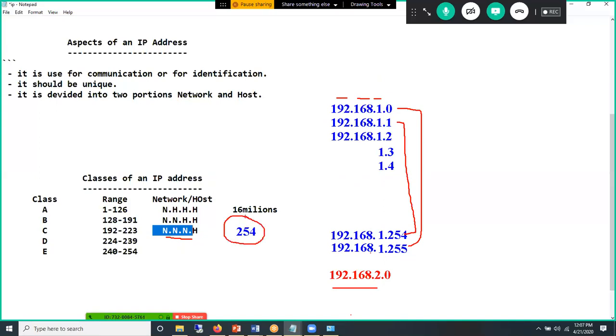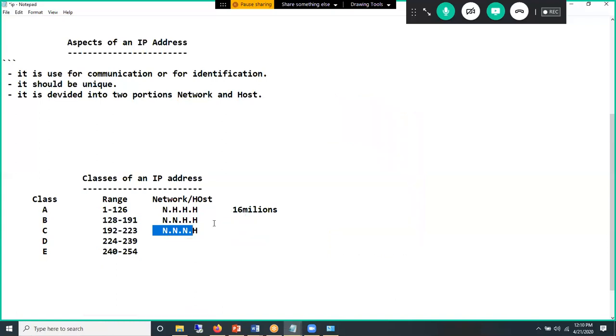Okay. So the next question comes: which class is good? Shall I use class A, class B, or class C? We have seen all the ranges here. When you talk about classes, I cannot say class A is good, class B is good, or class C is good. All the classes are good. Sometimes we use class A, sometimes class B, sometimes class C. This is based on the network requirement: how many networks you need, how many hosts you need, based on the company.